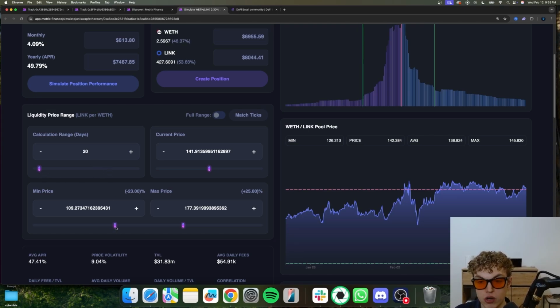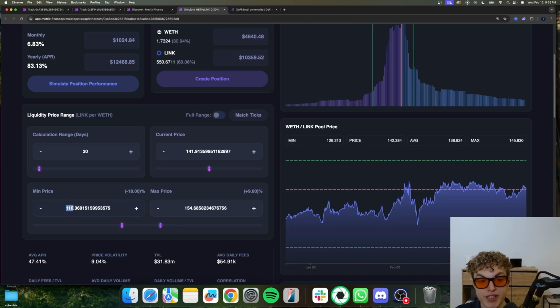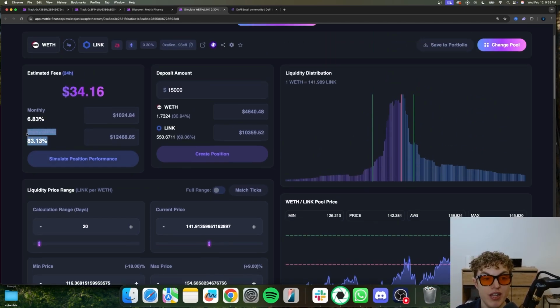So then we can change our min price here and our max price. And with a range of about 116 to 154 for this position, we're looking at about 83% APR. Remember, there are risks to this investing, such as divergence loss. Just take that into consideration.